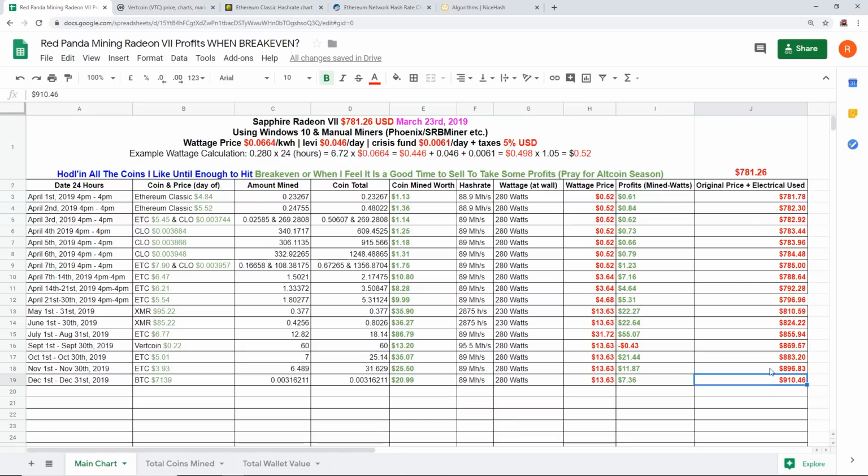And then the original price of the card, which cost 781.26 USD, plus the electrical costs, plus electricity used since the inception of this card back on April 1st of 2019, we are now at $910.46 in the negative, in fiat value. And I haven't sold any of the coins yet. As you guys heard, I'm hodling all the coins until enough to hit break even, or when I feel it is a good time to sell to take some profits. Pray for altcoin season.